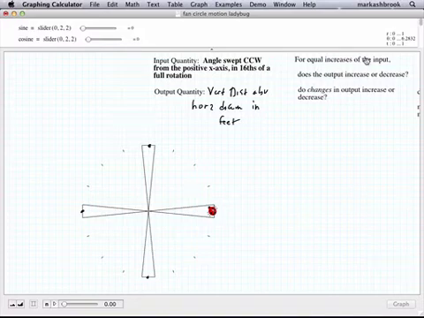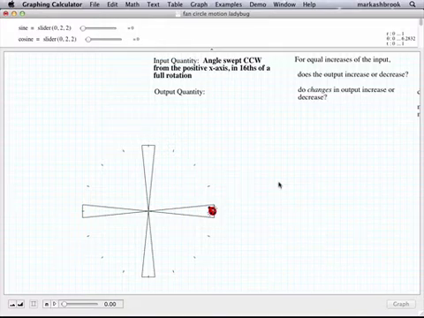So for equal increases in input, we asked, does the output, first of all, increase or decrease? So does the output go up or does it go down? But then the harder question, and the one that caused us to think a little bit more: do changes in the output increase or decrease? Remember doing this with the bottle problems and the polynomials? So this is how we're going to analyze, and figure out the covariation of vertical distance above the horizontal diameter relative to angle, by increasing one thing at a time.